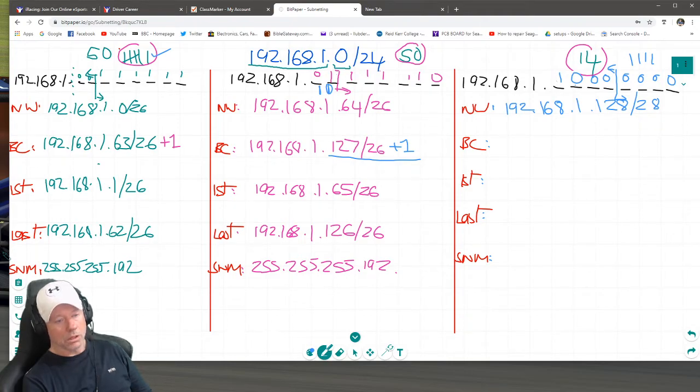192.168.1.128/28. Broadcast address. How did I do that again? Oh, I remember now. Get the eraser tool, just like it, and wipe out the zeros. And then replace those zeros with 1s, the maximum number available. Right? Oops. What's happening here?